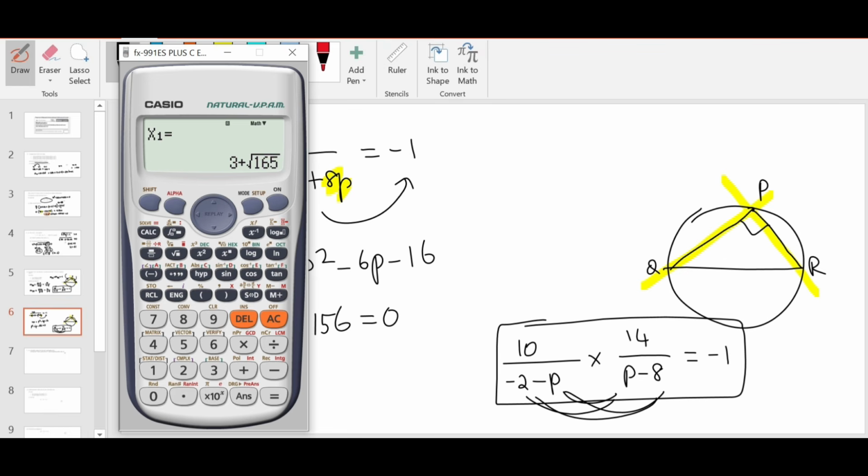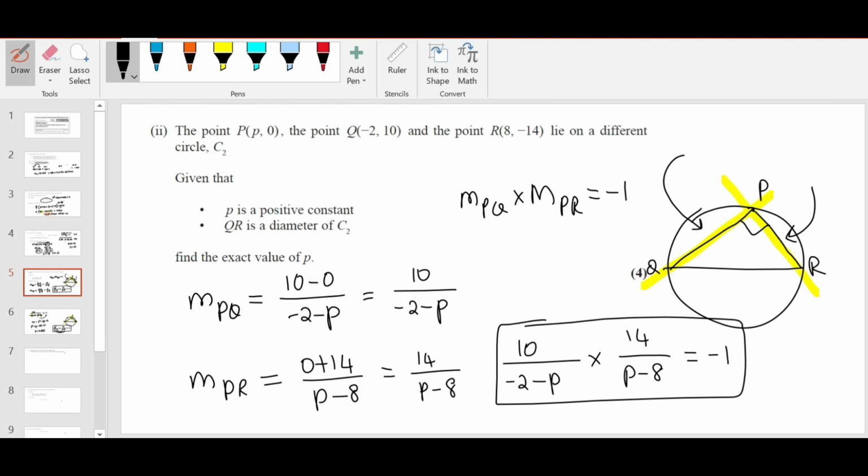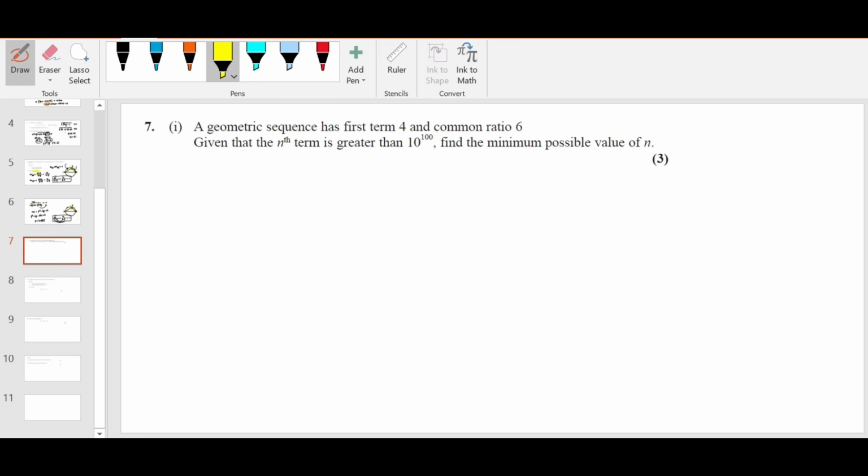3 plus square root of 165, that's a positive number. 3 minus is a negative number. So you take p is equal to 3 plus square root of 165. That's the value of p. And then when you get the value, again go back to the question and read whether they mention any level of accuracy. They have clearly mentioned exact value of p. So do not change it to decimal. That's all. Question number 7 now.